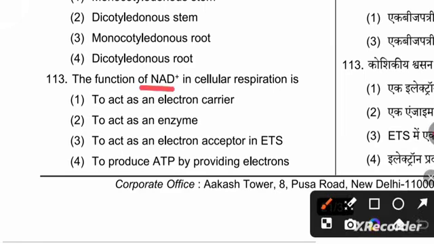The function of NAD plus, what is it? It is going to act as an electron carrier.